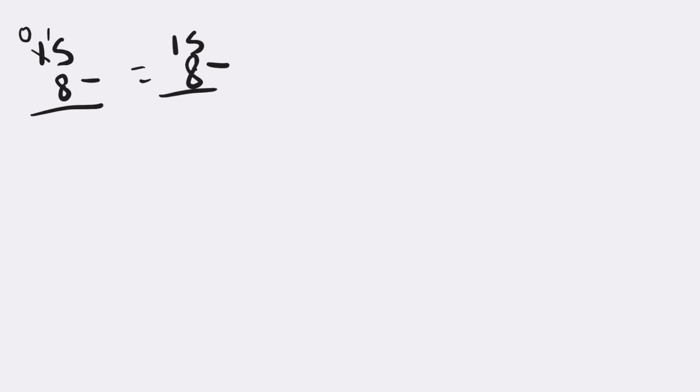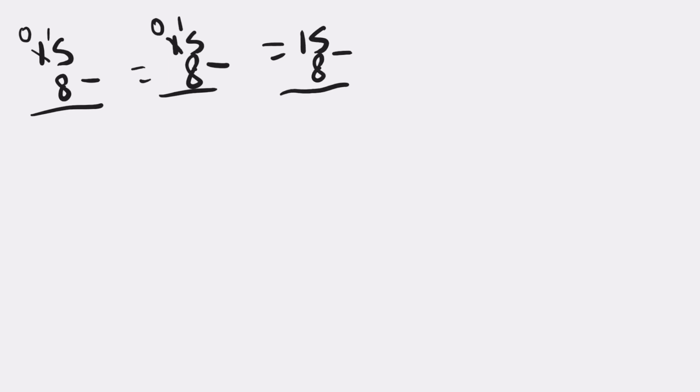Now, this next step is very important. 5 is smaller than 8, so we can't take it away that easily. So we need to put the 1 over there, make this a 0. Now you have 0, 1, 5, which is 0 plus 10 plus 5, which is 15 minus 8.